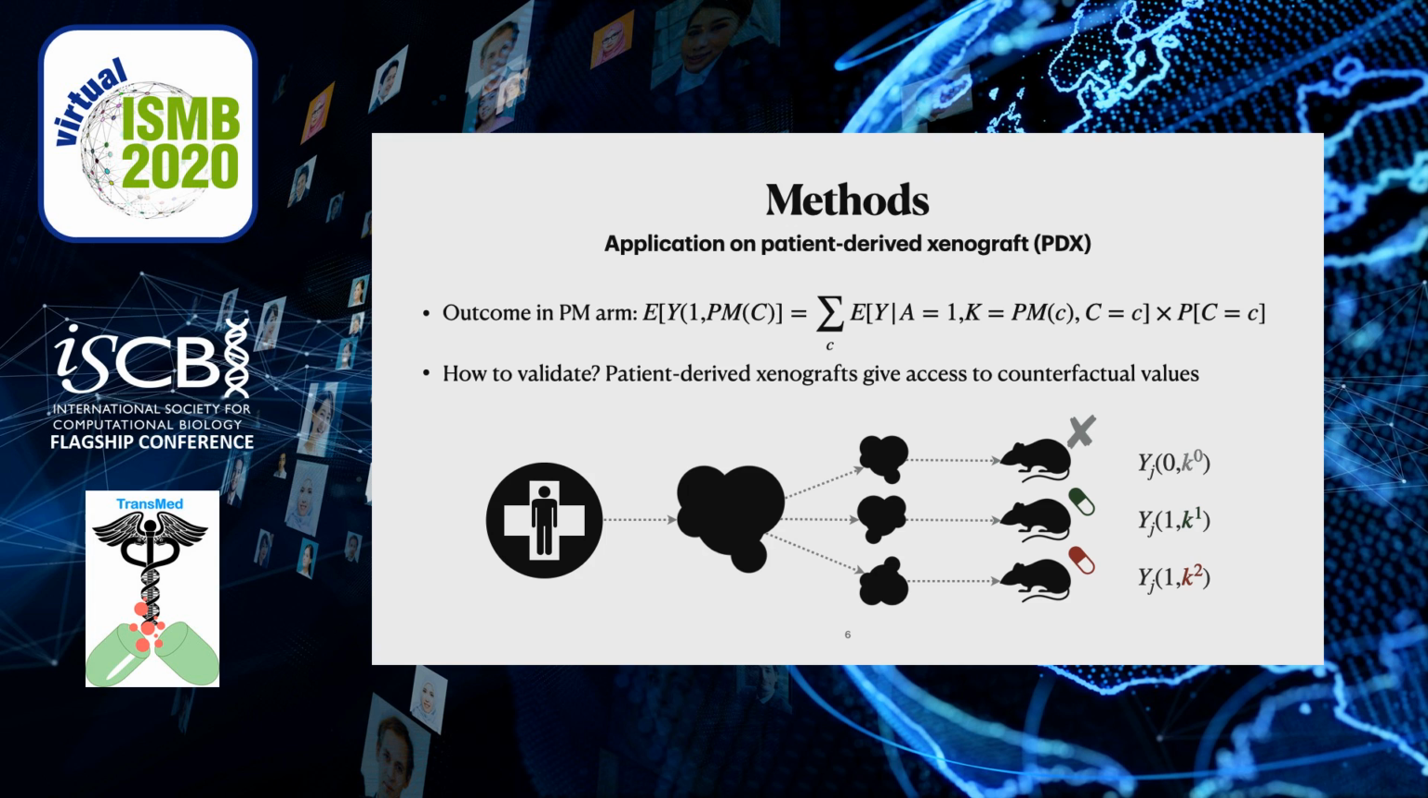But how to validate that? One original point of our work is to use patient-derived xenograft. In this case, for each patient, you have one tumor that is divided in different samples. Those samples are implanted in different mice, similar mice treated with different treatments. Like this, you can access the drug response for the same patient for different drugs. That's like accessing the counterfactual variables. So we have a ground truth we can compare our method with.